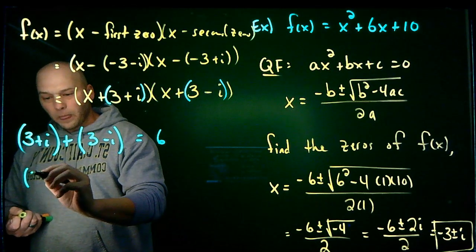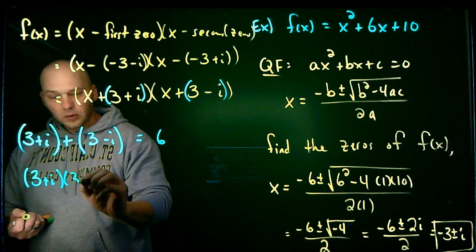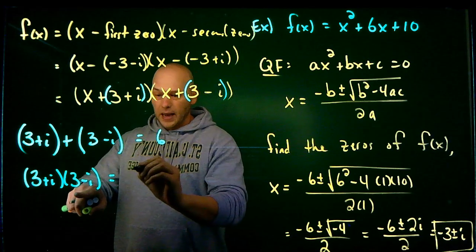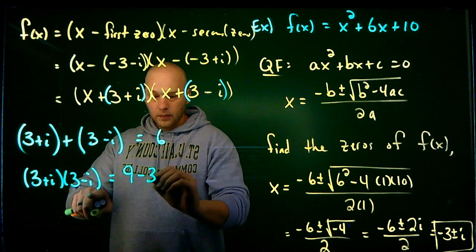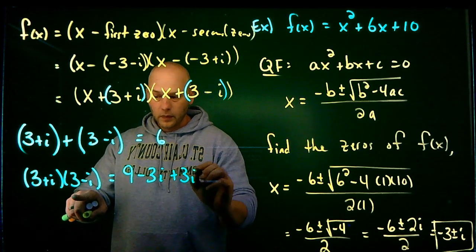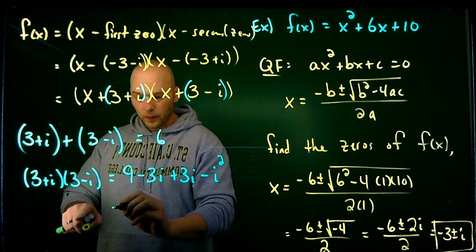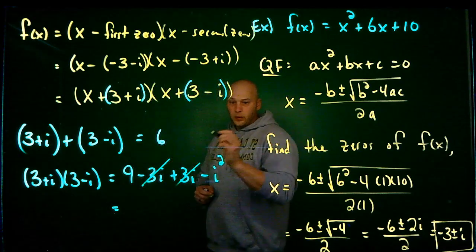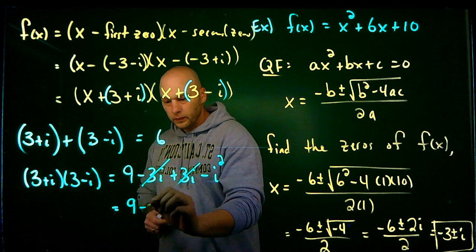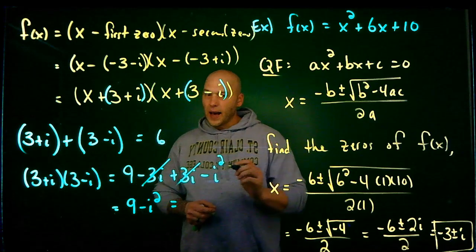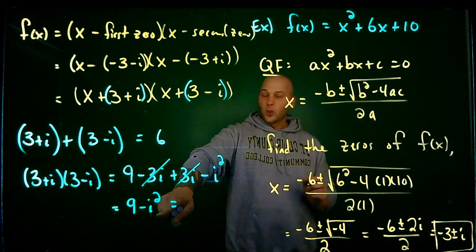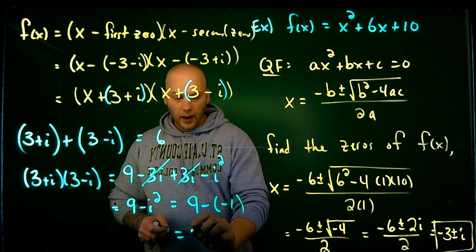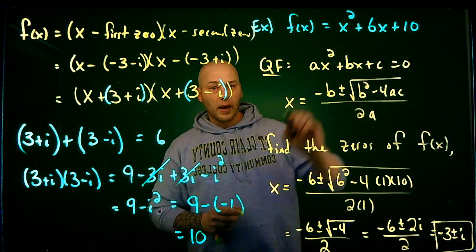Now let's multiply 3 plus i times 3 minus i. Well, we have to FOIL this, so 3 times 3 is 9, minus 3i, plus 3i, minus i squared. Clearly we can see that the two middle terms cancel, right? And that leaves me with 9 minus i squared. But remember what i is. i is the square root of negative 1. So i squared is negative 1, which gives me 9 minus negative 1. And therefore I get 10. So therefore it multiplies to get 10.